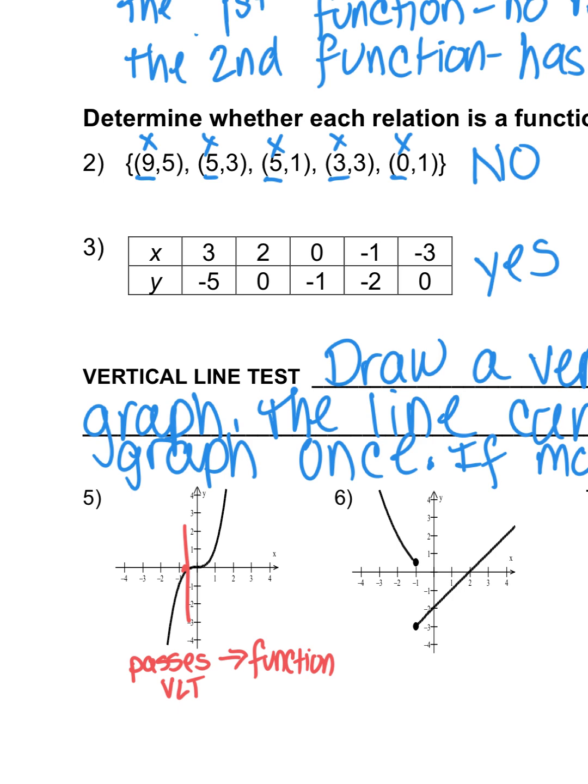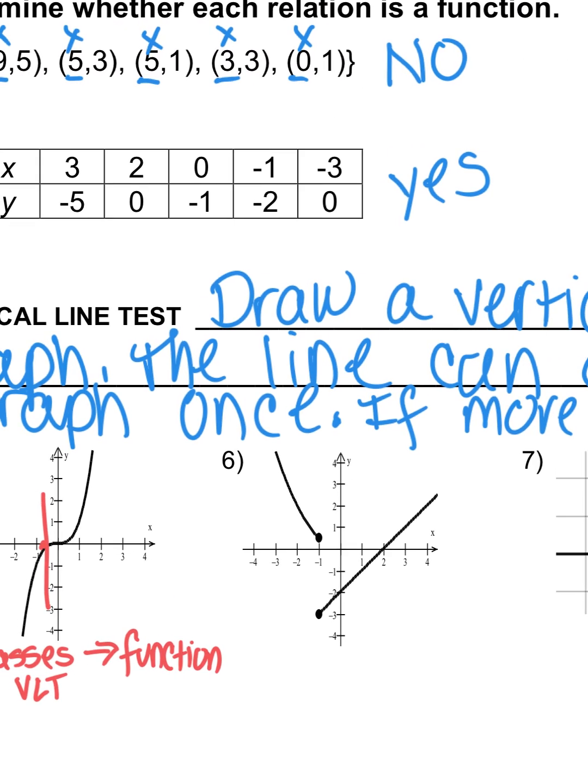Let's go ahead and do number 6. Okay, we could draw a line here. Oh, good. It passes the vertical line test here. But what about here? Does it pass the vertical line test? No, because we touched 2 points of this function.